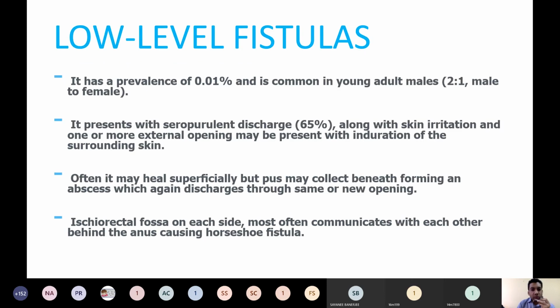Okay, coming to low level fistulas, its prevalence is 0.01% and it is more commonly seen in males. It often presents with seropurulent discharge along with skin irritation, and it can have one or more external openings with induration of surrounding skin. So this induration is very much important. Externally on the skin you see induration, and even at the internal opening in the anal canal, while performing digital rectal examination, you feel for that induration. This induration is a common feature in fistulas, particularly fistula in ano.